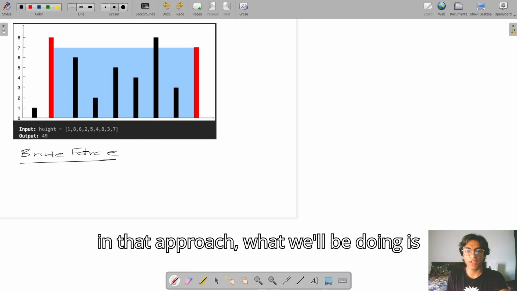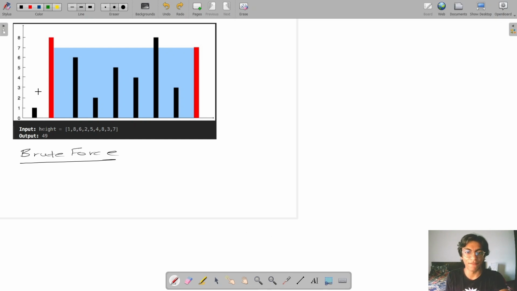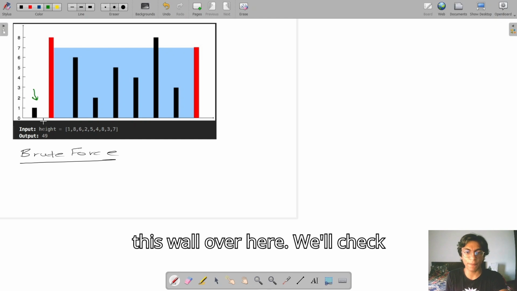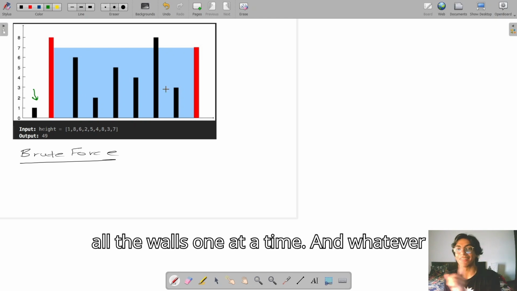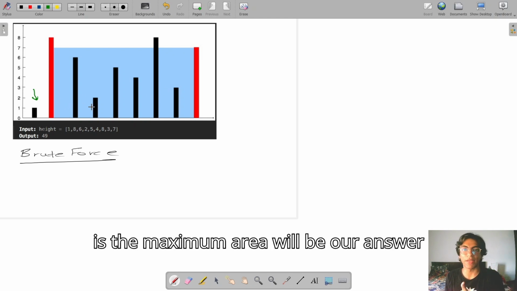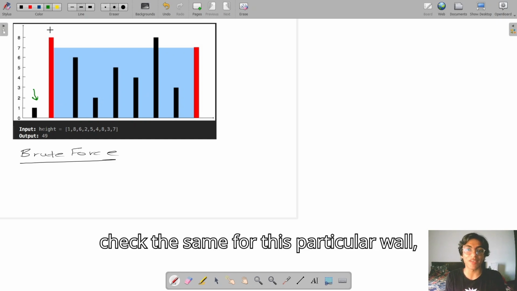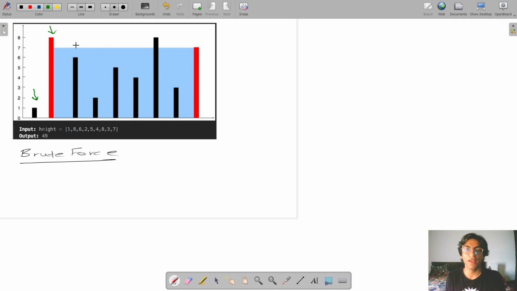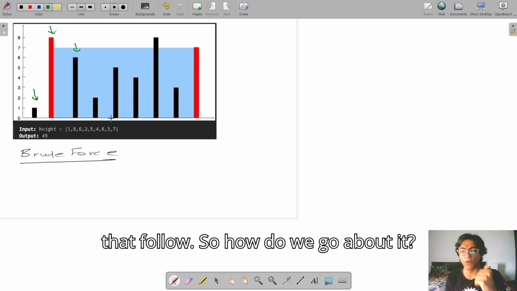So in that approach, what we'll be doing is first starting with this wall over here. We'll check what is the possible area formed with all the walls one at a time, and whatever is the maximum area will be our answer with respect to this wall. Then we will check the same for this particular wall, then this wall, then all the other walls that follow. So how do we go about it?